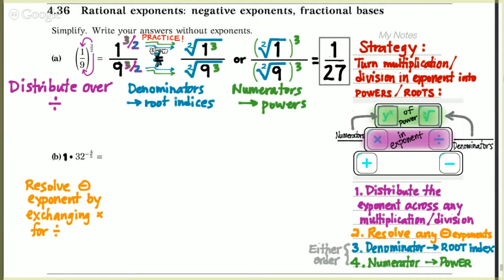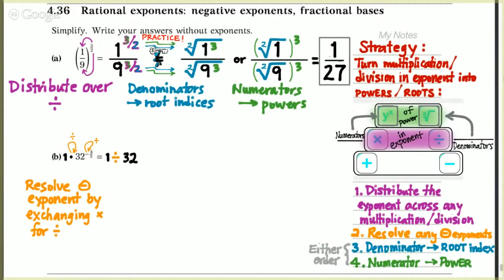Rather than having 32 to the -4/5 multiplied by 1 out in front, we're going to trade a negative exponent for positive by trading multiplication in front for division. So this is really 1 divided by 32 to the +4/5. In other words, it's a fraction, 1 over 32 to the power 4/5.